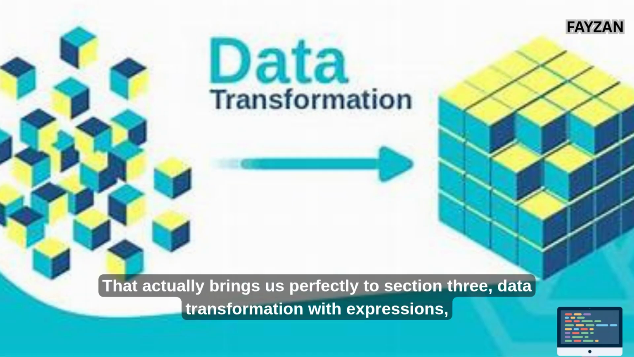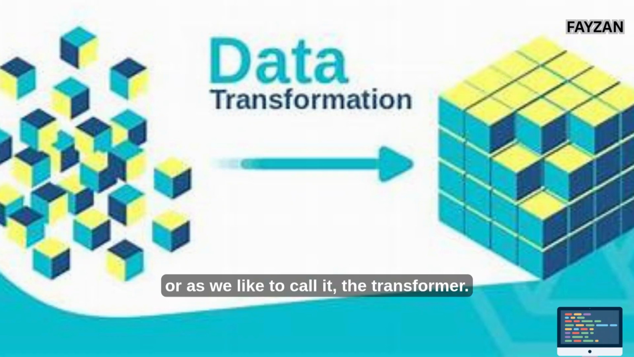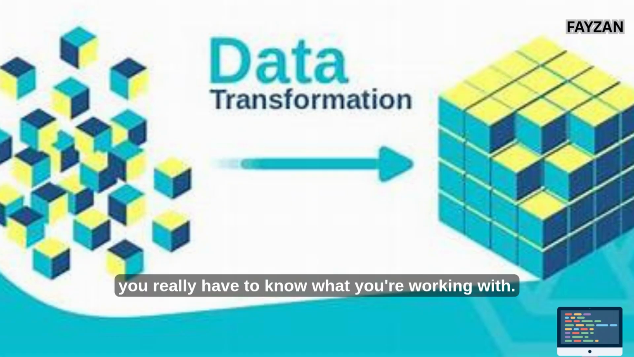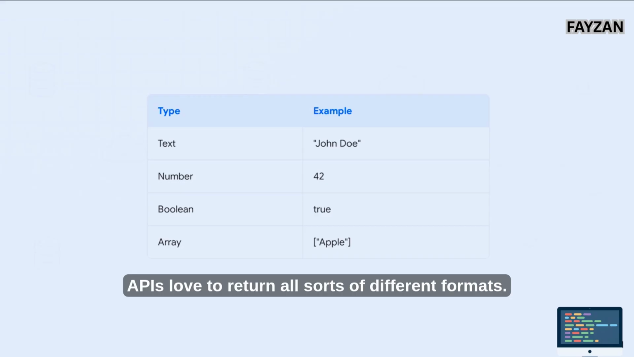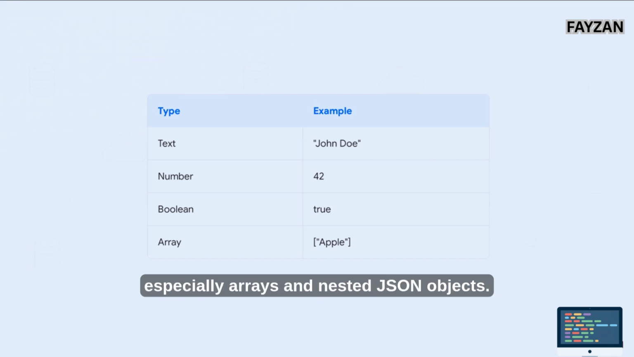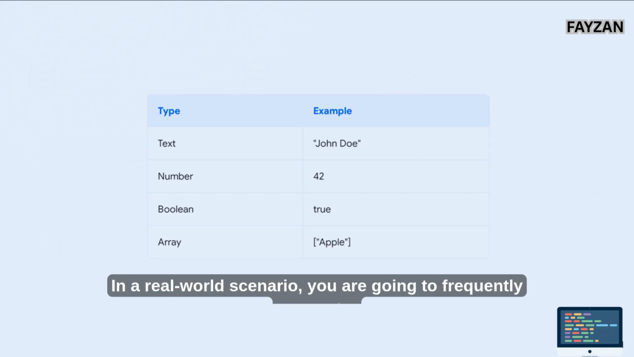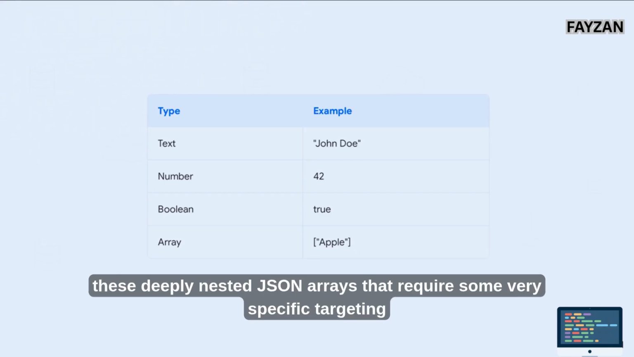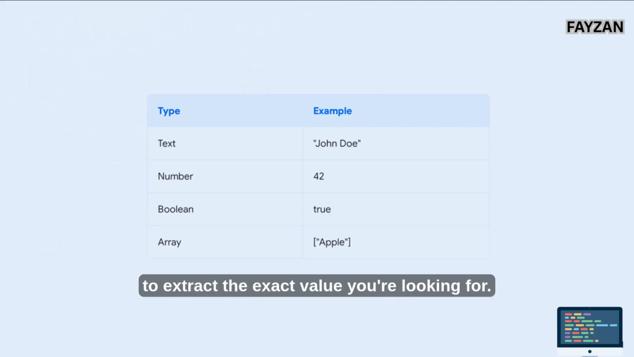That actually brings us perfectly to Section 3, data transformation with expressions, or as we like to call it, the transformer. Before you can transform data, you really have to know what you're working with. APIs love to return all sorts of different formats, so understanding these foundational data structures is crucial, especially arrays and nested JSON objects. n8n natively handles the standard types perfectly: strings, numbers, booleans, arrays, and objects. In a real-world scenario, you are going to frequently encounter these deeply nested JSON arrays that require some very specific targeting to extract the exact value you're looking for.